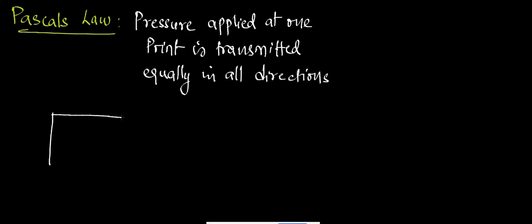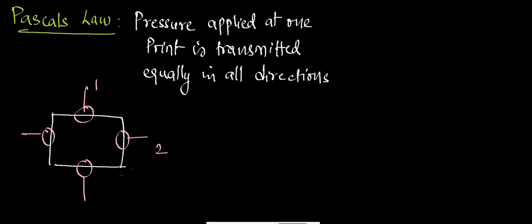That means if you take a container, if you keep 4 holes here, and if you cover them with some pistons, okay, so let this be first one, second one, third one, fourth one. So if I apply pressure at first point, if it is P1, what will be the pressure at second point, third point and fourth point? There also it will be P1, P1, P1.